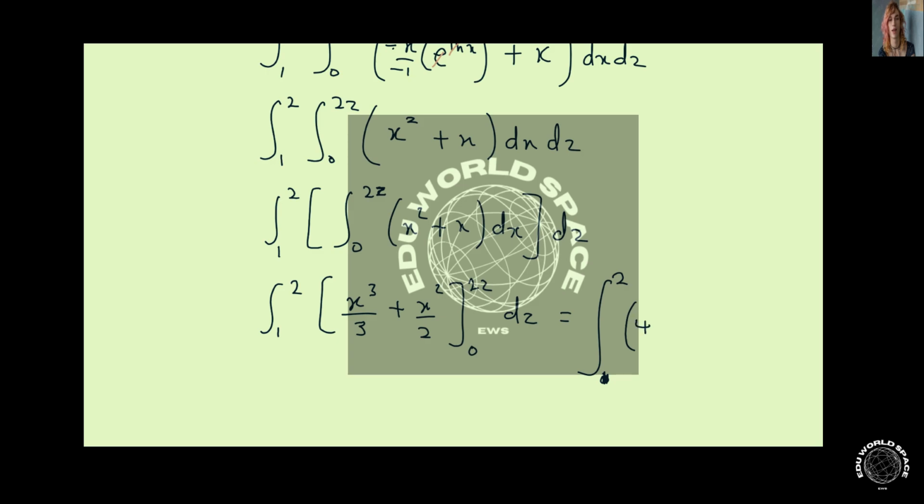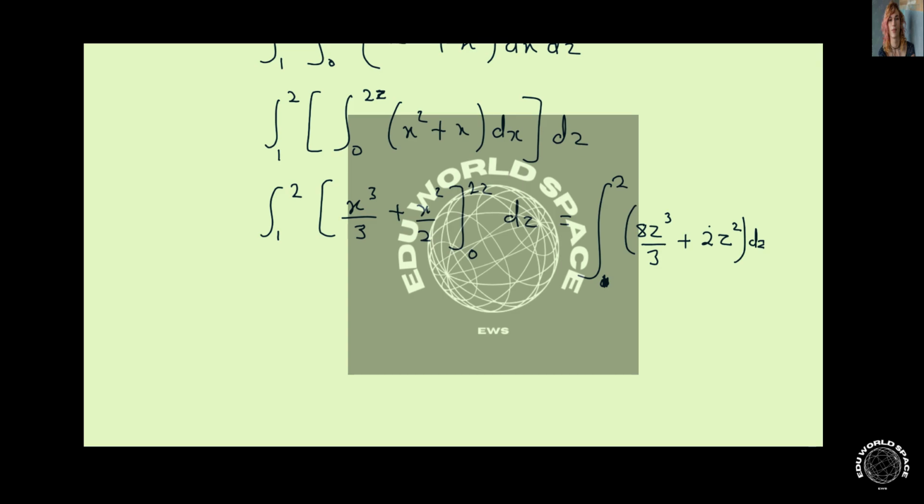So this is 2z to the power 3, and this becomes 8z to the power 3 over 3. Then plus, this would be 4z squared divided by 2, so this becomes 2z to the power 2. And this is dz.